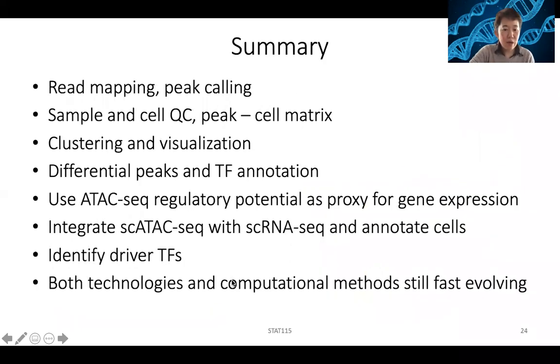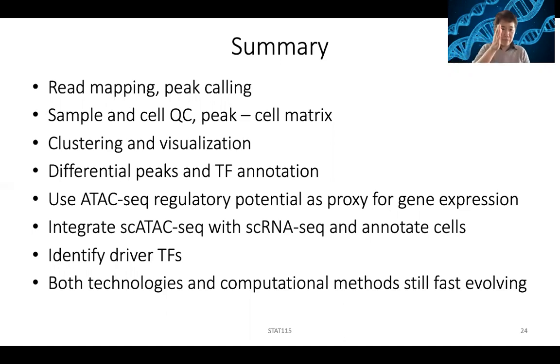Okay, so in summary, once you have single cell ATAC-seq, what are the things you do? You first map the reads, and then you can do peak calling to call the peaks that are mapped. And then you can look at the sample QC and the cell QC to remove the low quality cells. And then you can generate the peak by cell count matrix. And so these are the remaining good cells you want to consider.